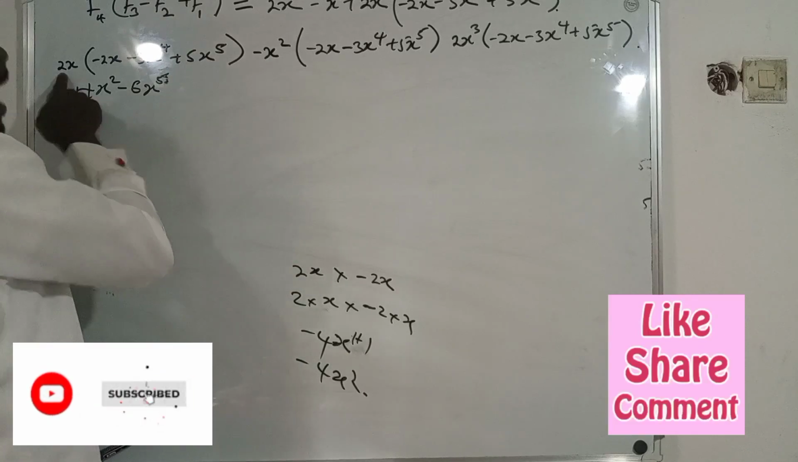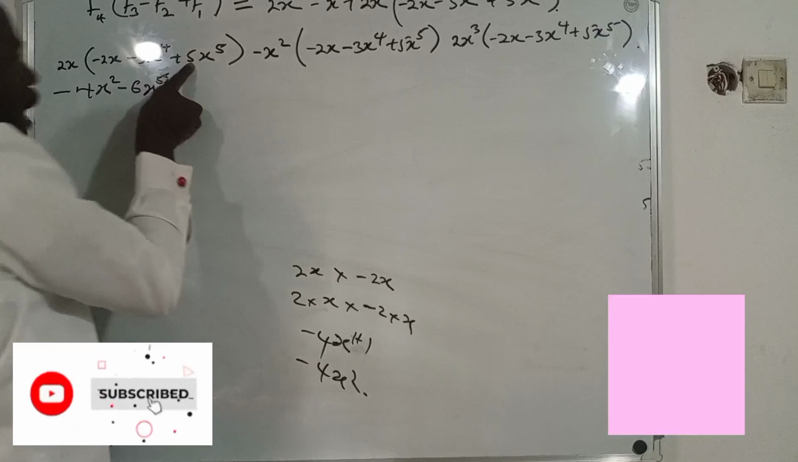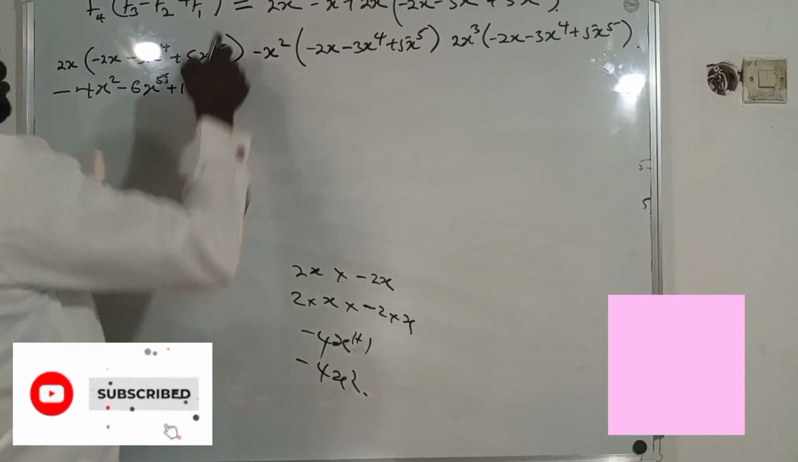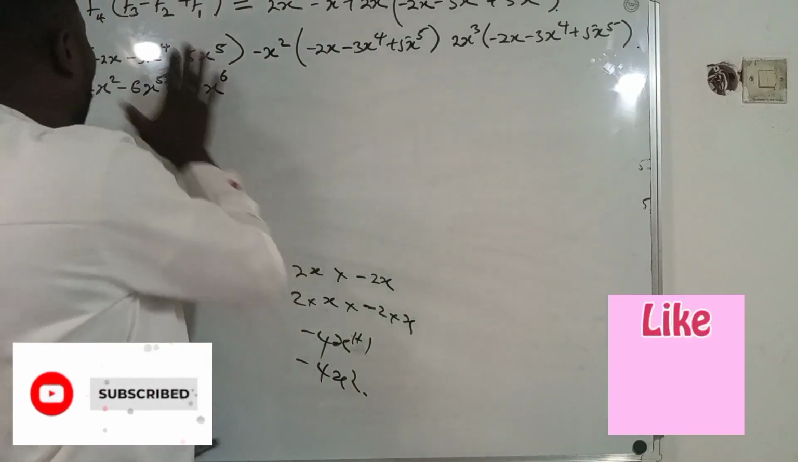Then again, 2x times 5x raised to power 5. Again, this 2 will multiply the 5. That will give us plus 10. Then x, 5 plus 1, that will give us 6. We are done with this bracket.